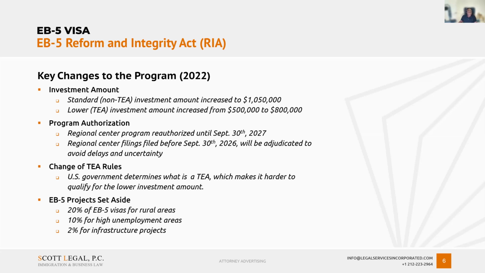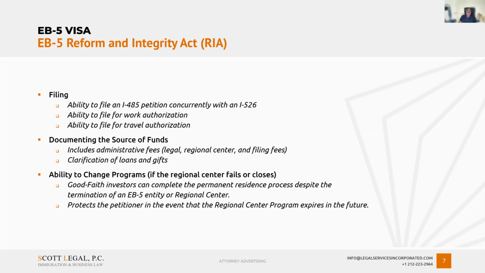And then they did a set aside. The set aside is why the category is current for every country, because if you fall into one of these areas, if the project's in a rural area, high unemployment area, or infrastructure area, then it allows you still to be able to file the I-485 petition.